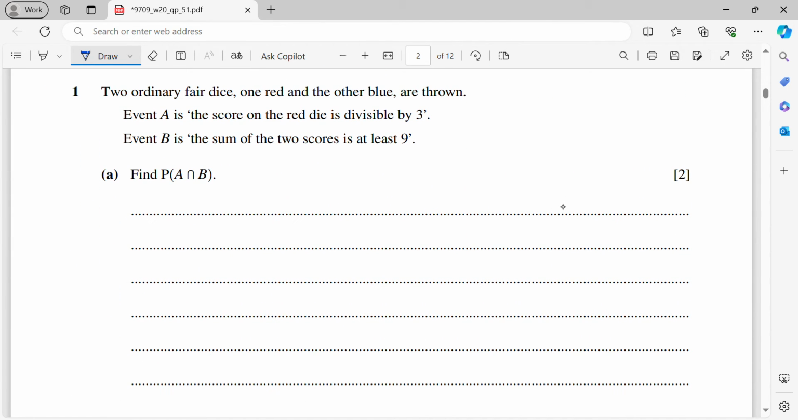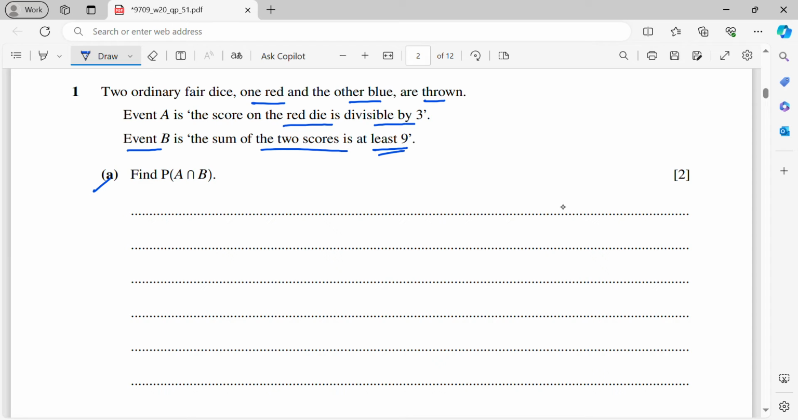For question number 1, two ordinary fair dice, one red and the other blue, are thrown. Event A is the score on the red die is divisible by 3, and the event B is the sum of the two scores is at least 9. So A, find P of probability of A intersect B.